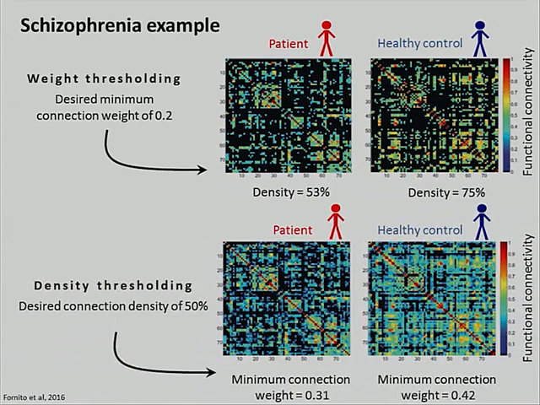Now, in contrast, if we use density thresholding, sure, we guarantee that the connection density is the same between the 2 groups, but we really need to lower the bar for the patient. So we need to drop the minimum connection weight to 0.31 for the patient to ensure that we match in terms of density. So we need to lower the bar. We need to admit weaker connections into the patient network to allow for this density matching.